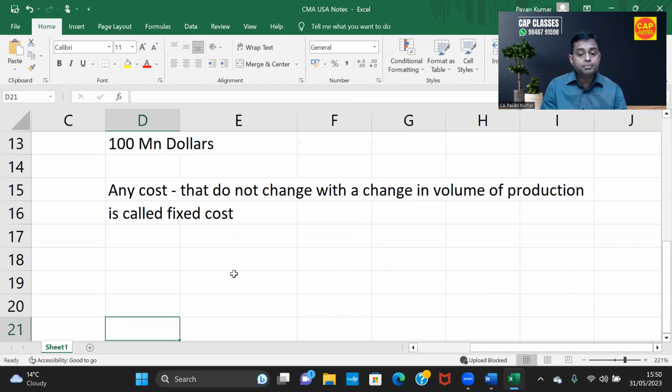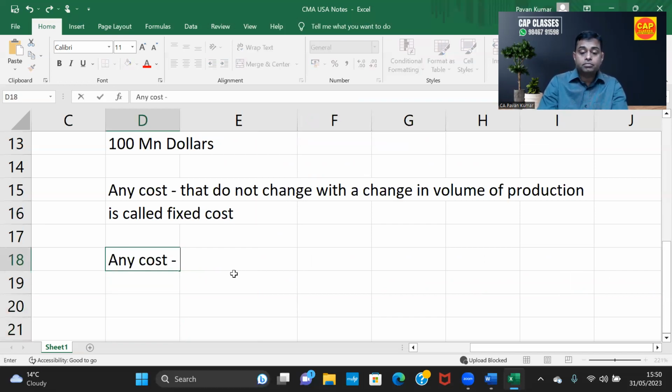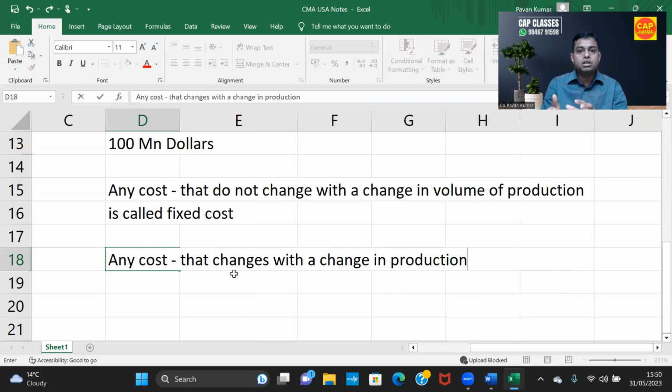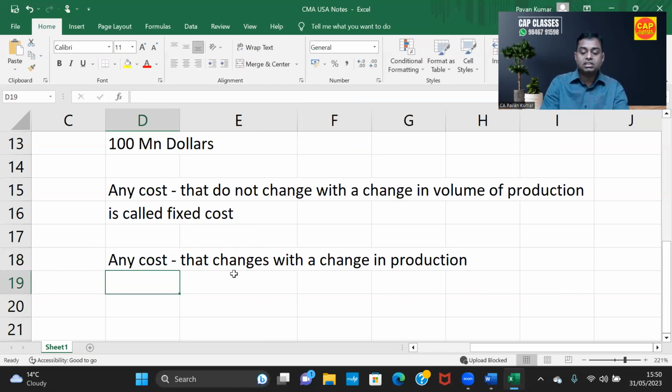Isn't this very simple and clear? Is this clear? Then any cost that changes with a change in production, that means production changed, this cost also will change, is called variable cost.